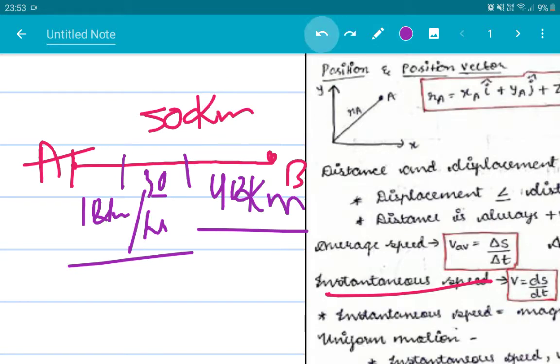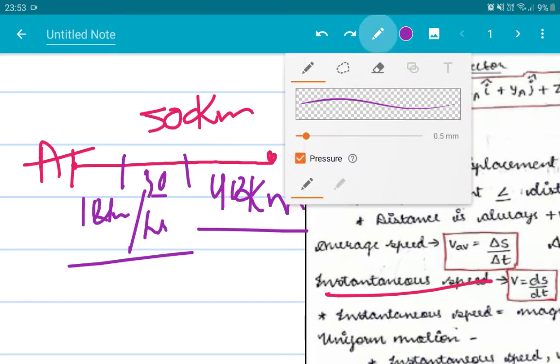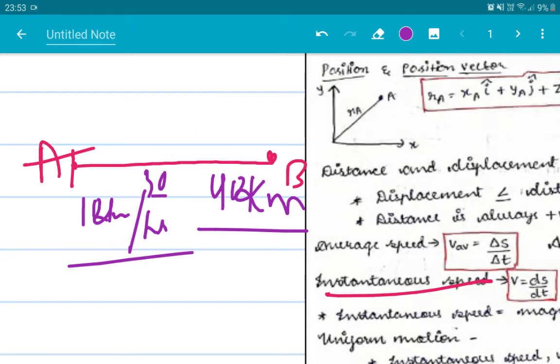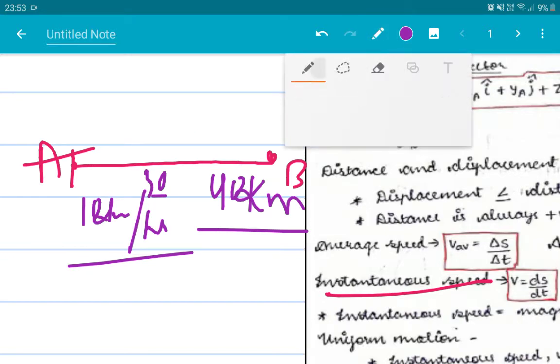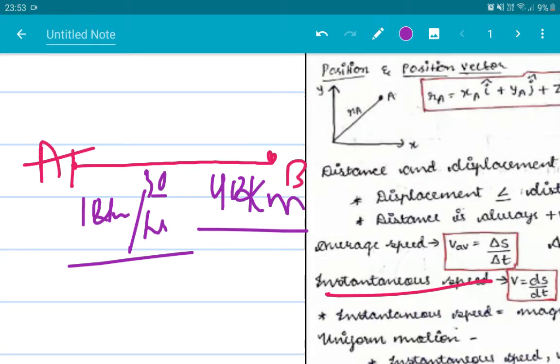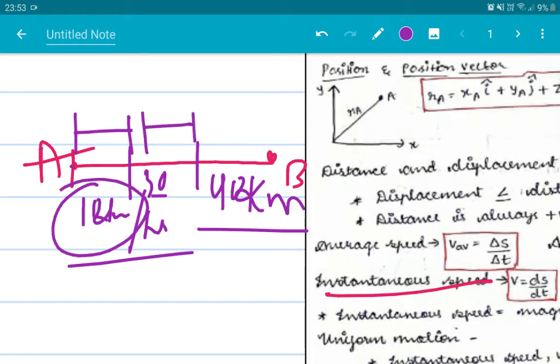This is not a correct one. I'll just stop it. See, so this is the case. From this point to this, from here to here, it traveled with 10 kilometers per hour. From here to here, it traveled with 30, and from here to here, it traveled with 40.